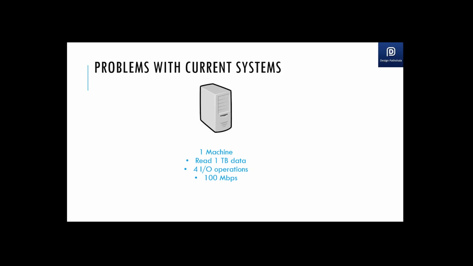So I have to read this 1 terabyte of data from my hard disk. There are 4 IO operations, so 4 IO ports on my hard disk. Each port is 100 Mbps speed, the normal SATA drive. If I have to just read this 1 terabyte of data from this hard disk, can you do a quick mathematical calculation of how much time I will require just to read this 1 terabyte of data?